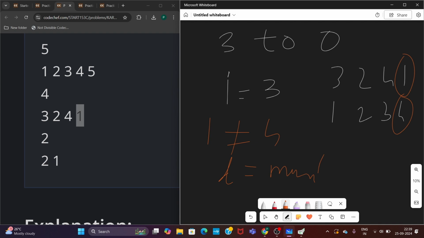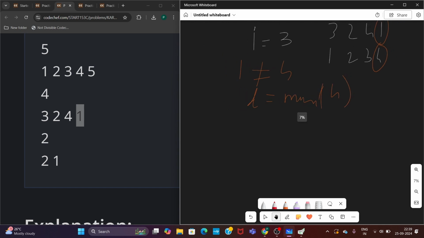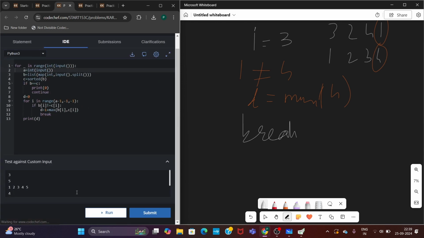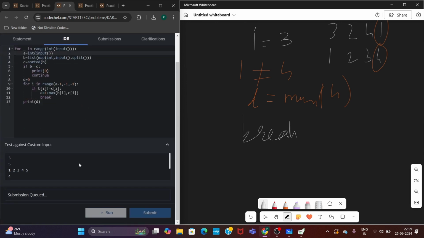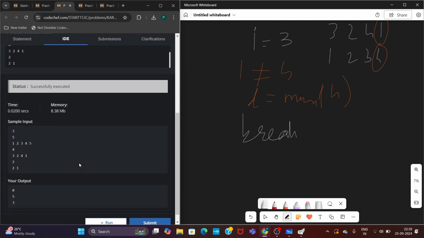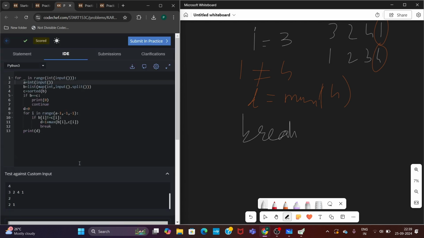the maximum of b of i and c of i. Okay, so our maximum of b of i and c of i is basically 4 in this case. Now let's move forward to our next example, and we will add a break over here and just print our answer. Let me run it for you. As you can see, it's giving the expected output. The code is running properly.